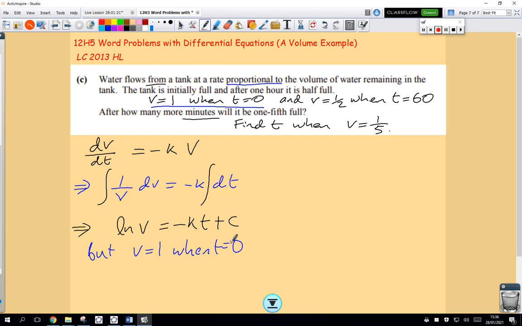Remember, my units for volume are tanks, and my units for time are minutes. So V is 1 tank full when T is equal to 0 minutes. So subbing in there, we're going to get the natural log of 1 is equal to negative K times 0 is just 0, plus C. The natural log of 1 is 0, so we get C is equal to 0. Fairly straightforward, which of course means my particular solution is just the natural log of V is equal to negative K times T plus 0.